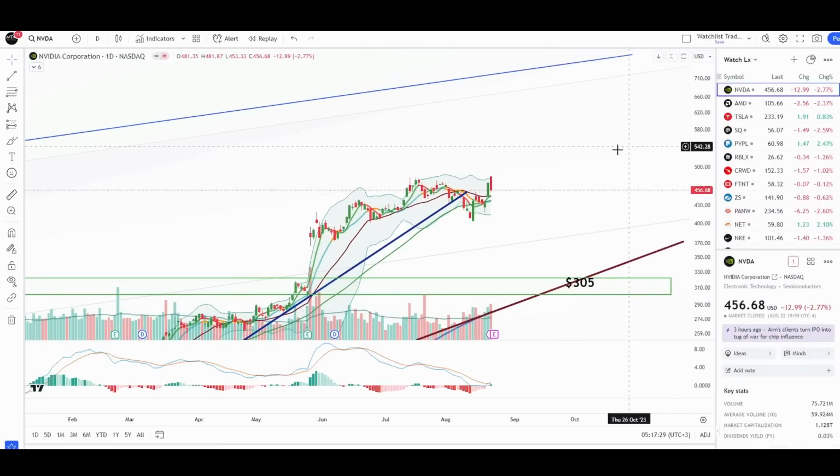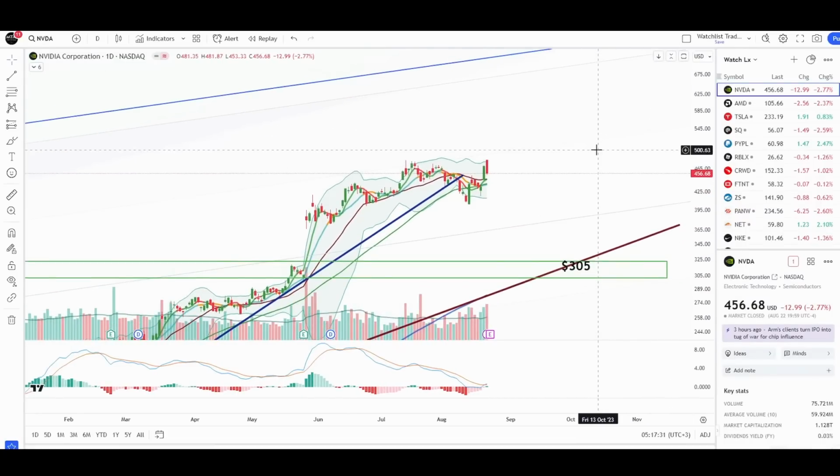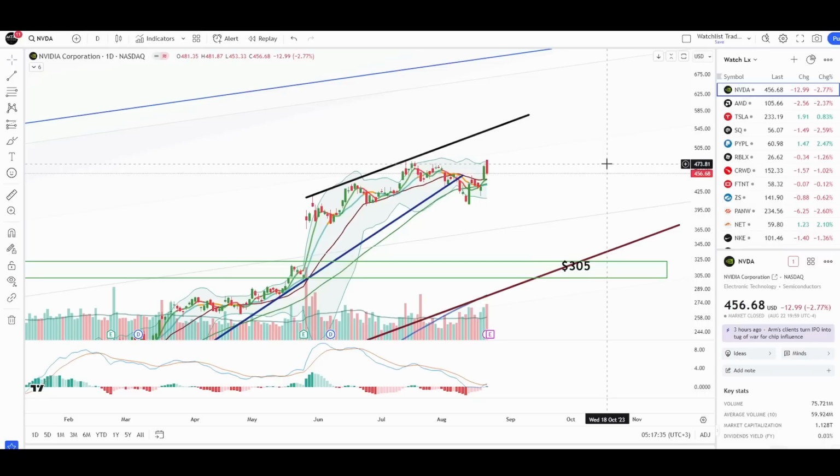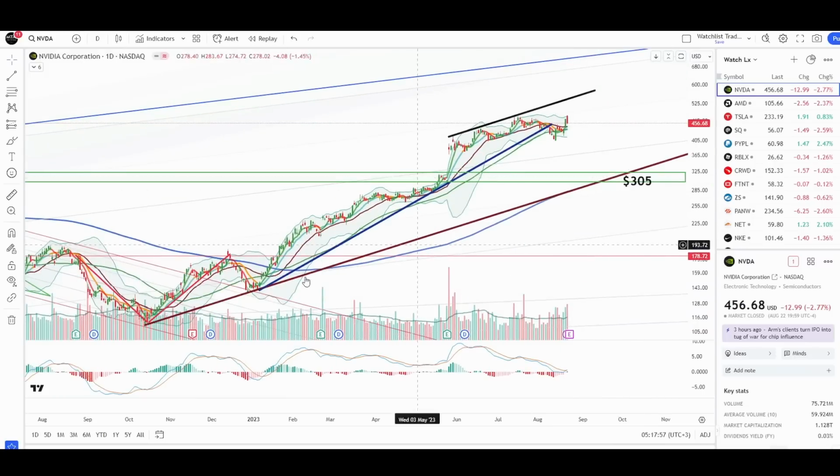Okay, let's talk about Nvidia and Tesla. Let's start with Nvidia. Let me draw this resistance line out. Now, I don't have any strong conviction on Nvidia earnings, so I'm not actually going to trade the earnings. I think the opportunity will come post earnings, not pre-earnings. And to be honest, I don't see any good risk-reward trade to the upside. We do have a lot of downside potential to tag this support line.